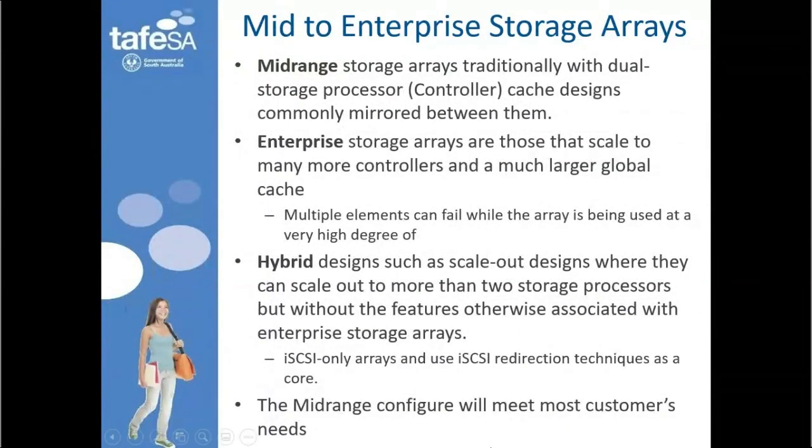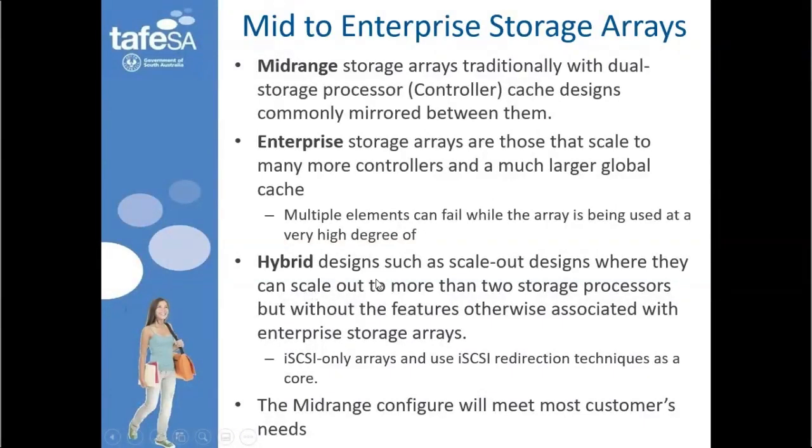So, mid to enterprise server storage arrays. Mid-range storage arrays traditionally have dual storage processors, so two CPUs. Cache designs commonly mirror each other. Enterprise storage arrays are those that scale to many controllers and a much larger global cache. Multiple elements can fail in the enterprise array while it is still being used at a very high degree. So basically, mid-range is for smaller businesses, enterprise for large data centers.